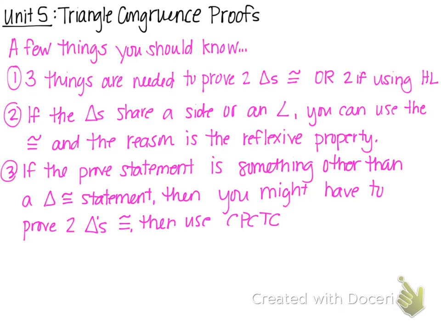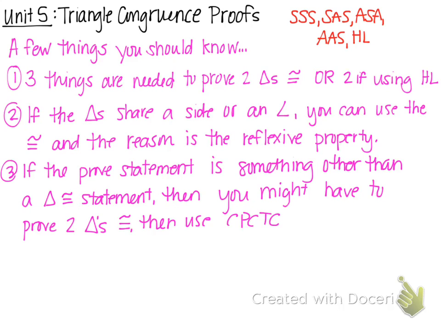Remember our triangle congruence postulates and theorems. We had side, side, side; side, angle, side; angle, side, angle; angle, angle, side; and hypotenuse leg. So we're going to be looking to use these to prove triangles congruent. The second thing is, if the 2 triangles share a side or an angle, you can use the congruence, and the reason is the reflexive property.